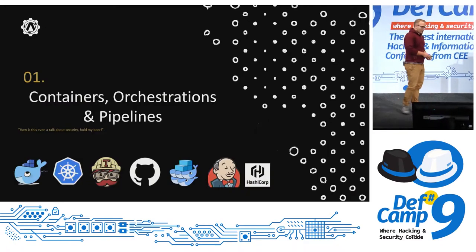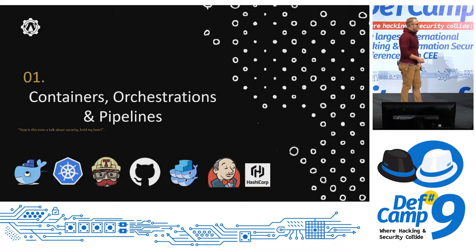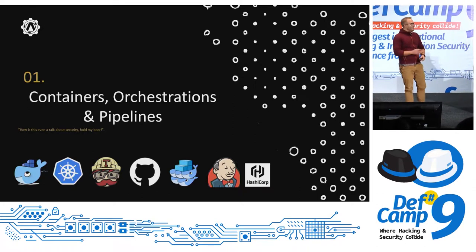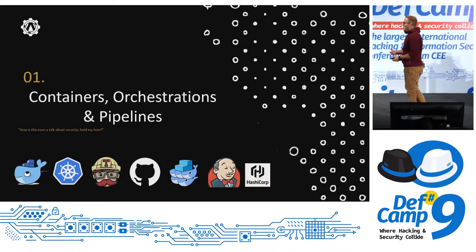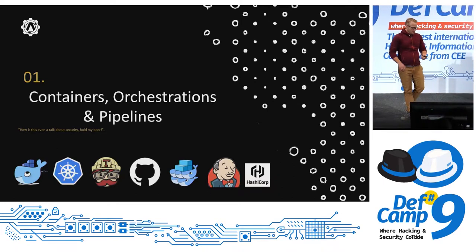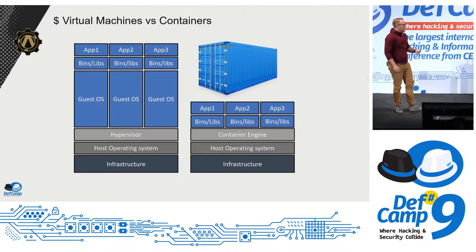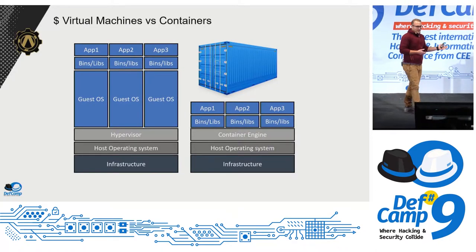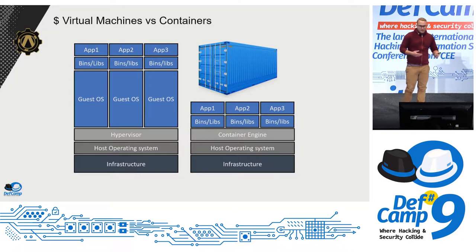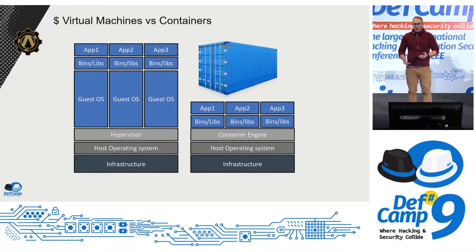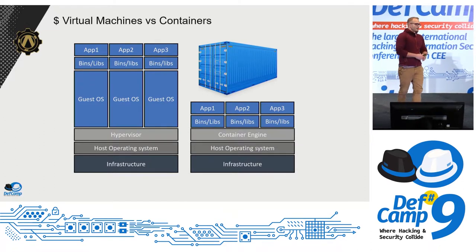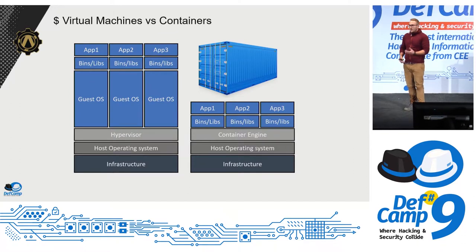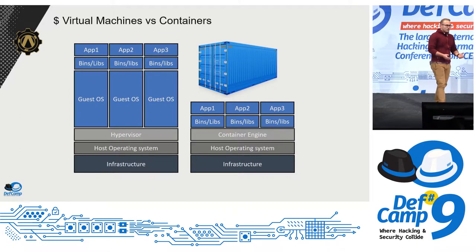So to start this off, I would like to explain just the terminology, just a brief look into containers, orchestration, pipelines, what I think they are in my opinion, and how to use them and how to maybe abuse them, I guess. So this image, I think a lot of people have seen before. It's a standard way of comparing what a virtual machine is in regards to a container, right? So the main difference here is that a container is just an isolated piece of the host operating system.